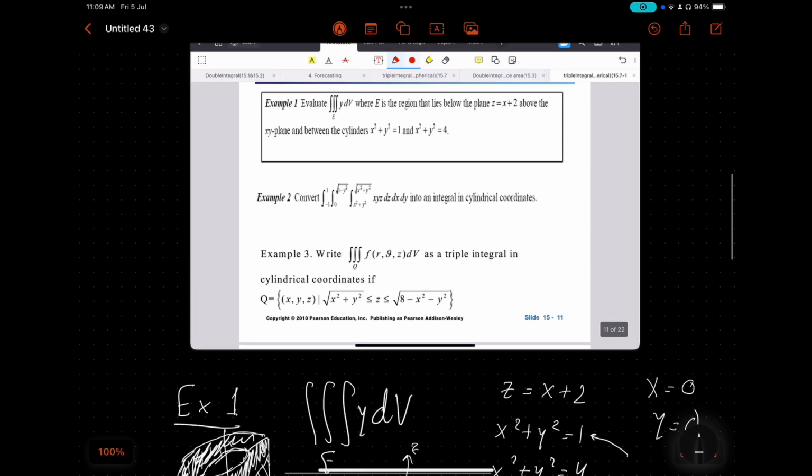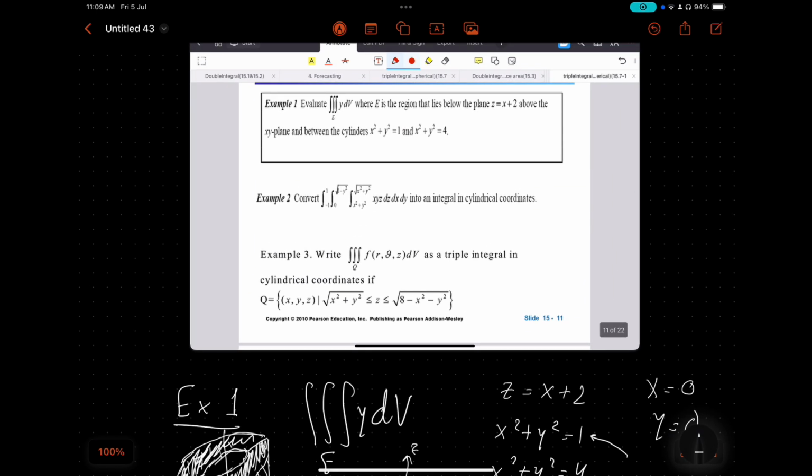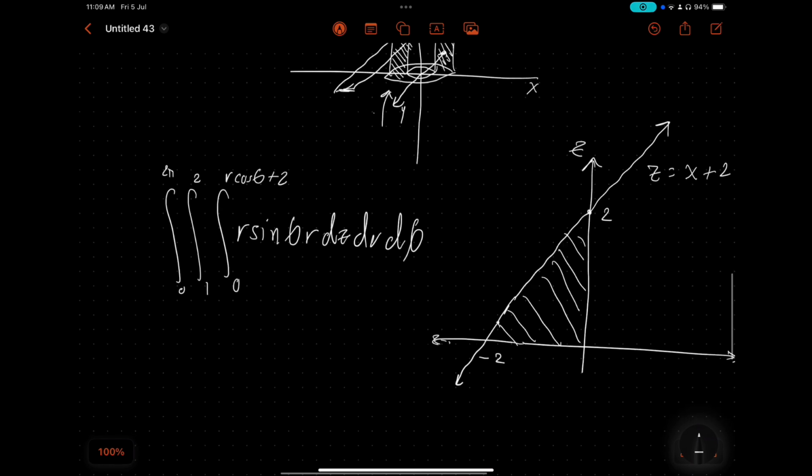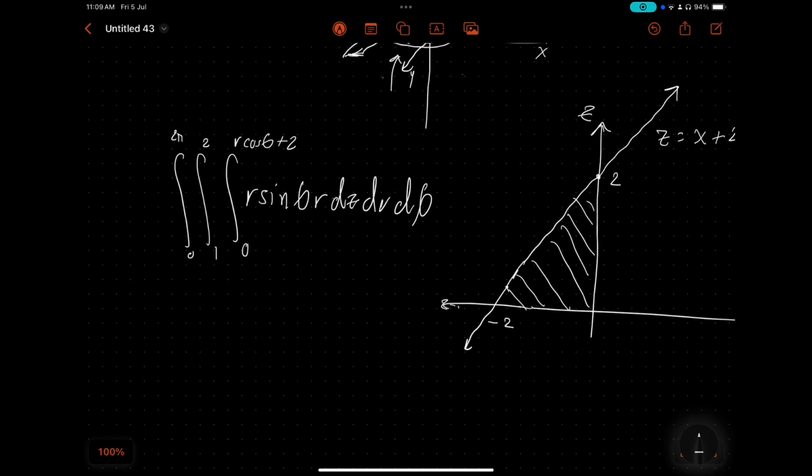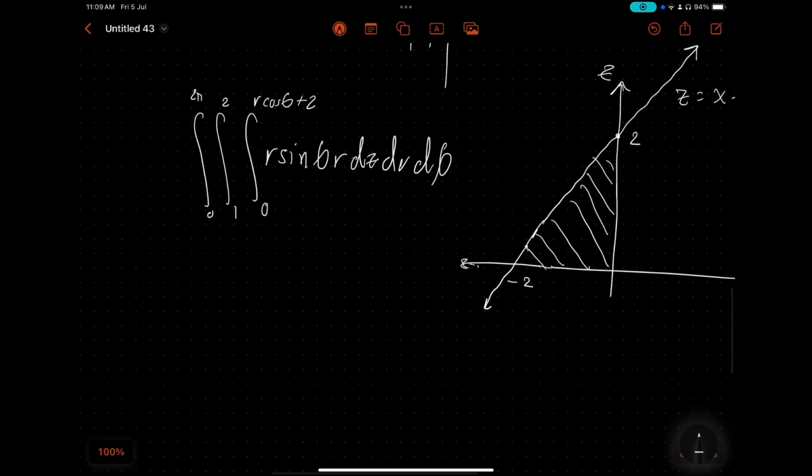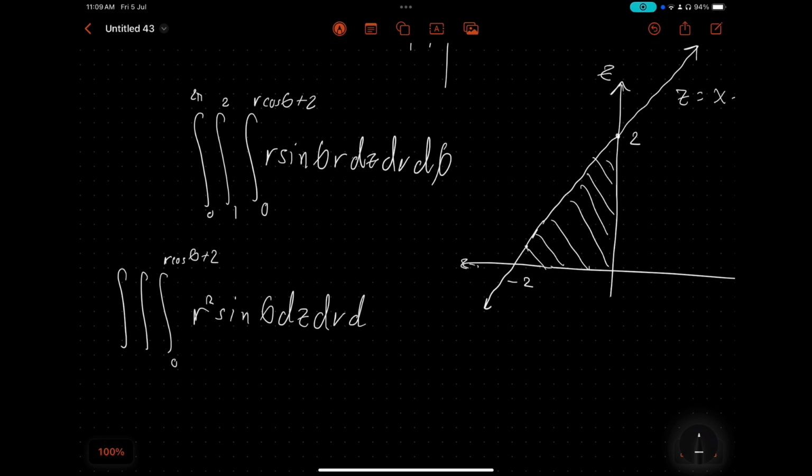Do we need to find the volume? Do we need to evaluate the integral? Yes, we need to evaluate the integral. I don't think it's going to be that hard, so let's try to do that. Maybe we're going to need some trigonometric substitution or stuff like that. Use trigonometry, I hope not. Plus 2. Now this is going to be r squared sine theta dz dr d theta. So 1, 2, 0 to 2 pi.